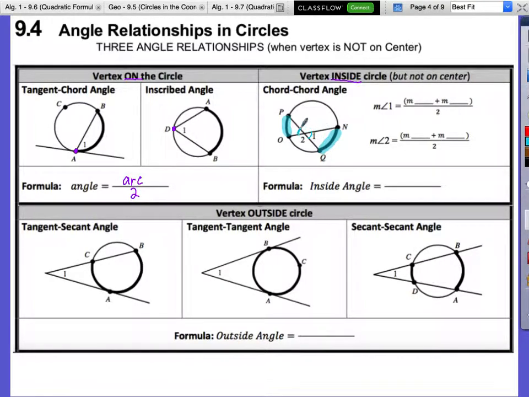And they're always congruent. So we'll take its own intercepted arc as well as its vertical angle's arc, and we'll add them together. So we'll take the measure of arc NQ in this scenario, and the measure of arc PO. We add them together and divide by 2. So we're still dividing by 2 like we did with on the circle. This time, we just add the arcs together and divide by 2.